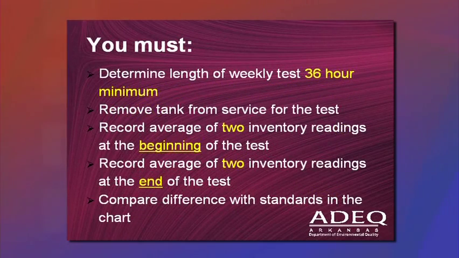So what you do, you determine the length of the weekly test, and you remove the tank from service. For that, like I said, it can be 36 hours, it can go up to 54 hours, but you record the average of your 2 inventory readings at the beginning of the test. Then you record the average of your 2 inventory readings at the end of this test. And then you compare that difference with the standards that you see on that chart on page 54.